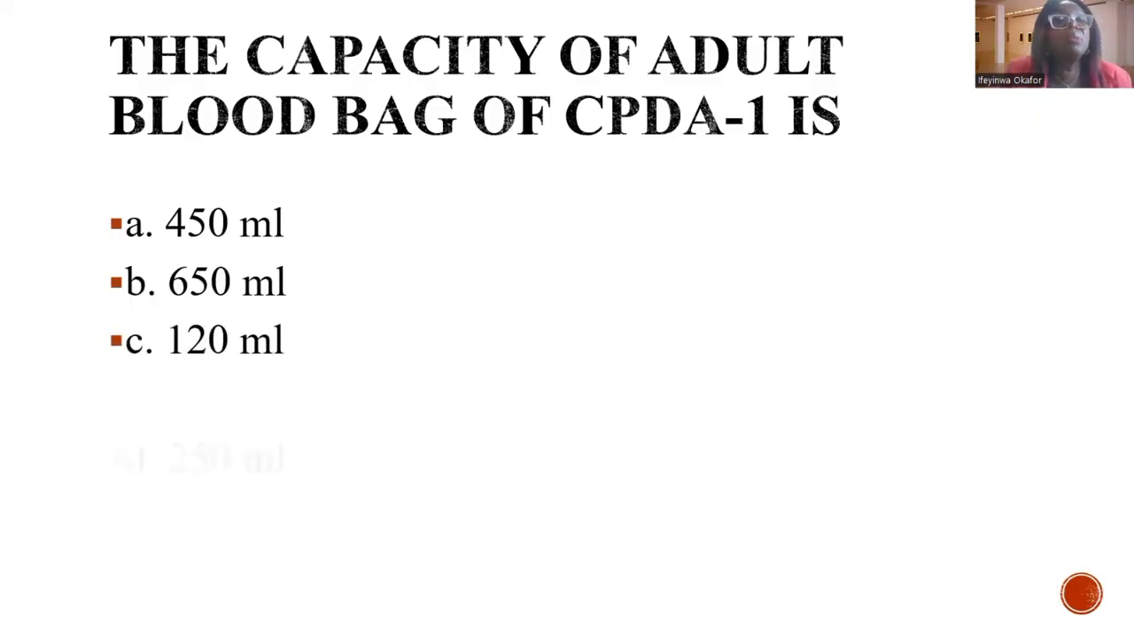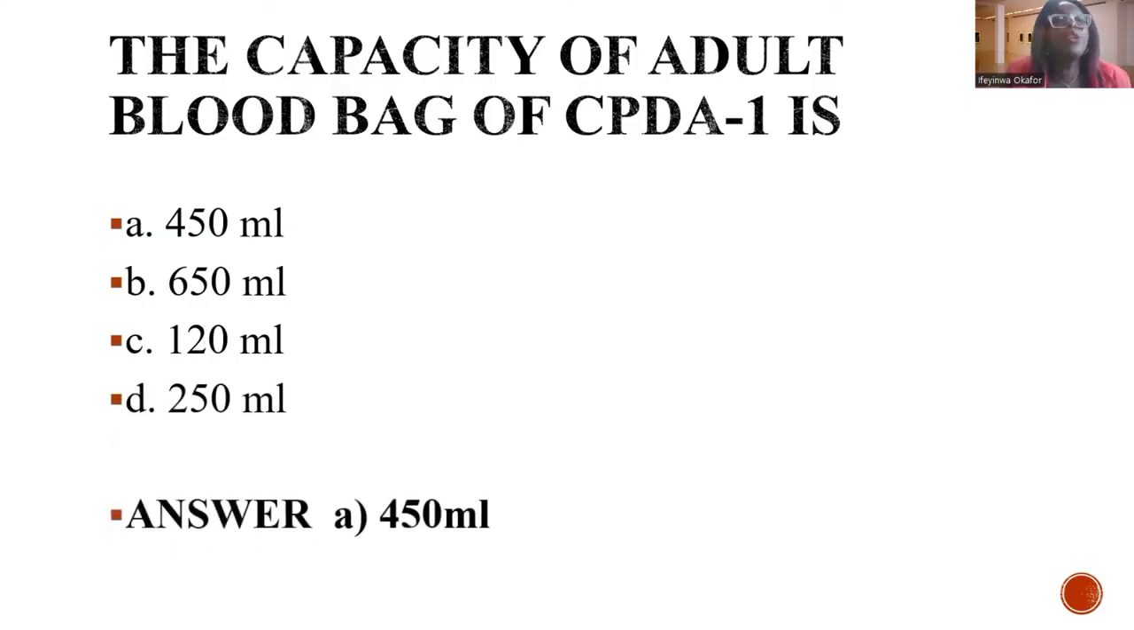The capacity of adult blood bag of CPDA 1 is 450 ml, 650 ml, 120 ml, 250 ml. The answer is A, 450 ml. The capacity of adult blood bag is 450 ml of blood.